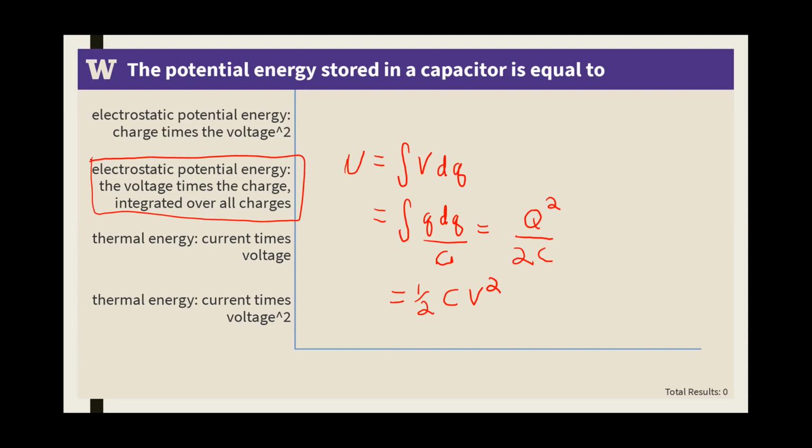The voltage is not going to be constant as I charge this capacitor up. When I start putting charges on the plates, each charge I put on increases the voltage. And so I end up wanting to write this as an integral from empty to full. And then I arrive at Q squared over 2 times the capacitance. And I can substitute Q is equal to capacitance times voltage to get the potential energy equation for a capacitor that we might be more familiar with.